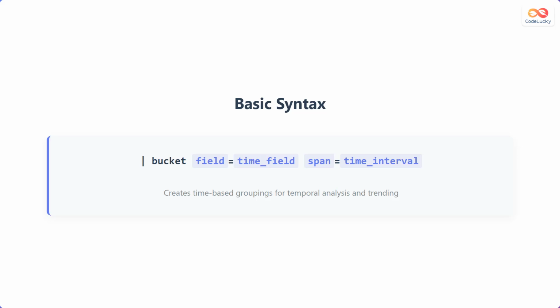The basic syntax of the bucket command is straightforward. You use the pipe symbol followed by bucket, then specify the field parameter which should be set to your time field, and the span parameter which defines your time interval. The field parameter tells Splunk which time field to use for bucketing. Typically this would be _time. The span parameter determines how large each time bucket should be. This simple syntax creates time-based groupings that are essential for temporal analysis and trending reports.